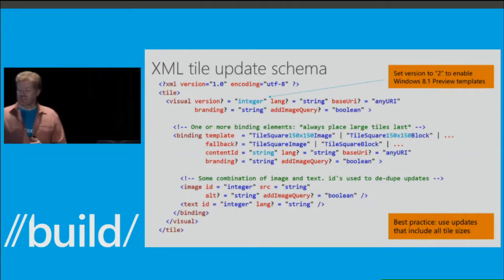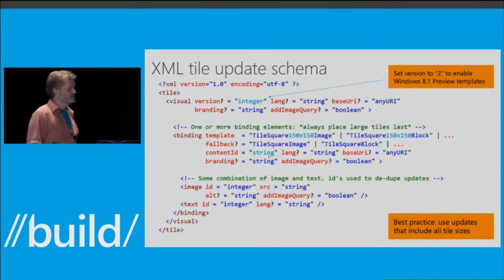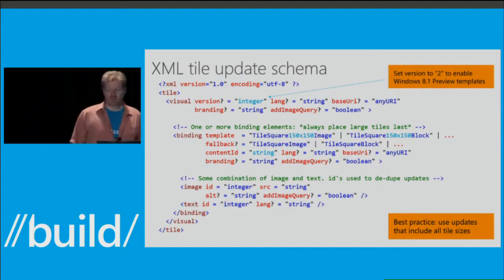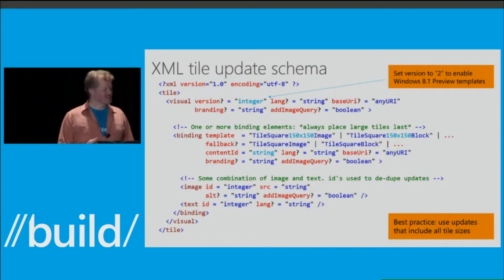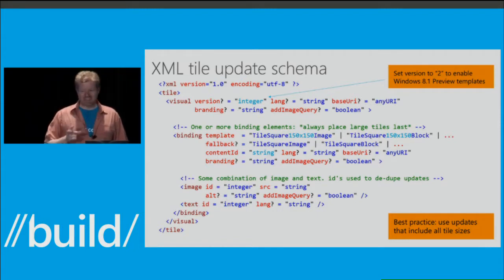The other little thing here is this content ID string. Now, we didn't really make much use of this before, and actually, I think it's new for Windows 8.1. I'm trying to remember exactly when we introduced it. But if you think about it a little bit, the amount of information you can put on a small tile and a wide tile is significantly less than a large tile.